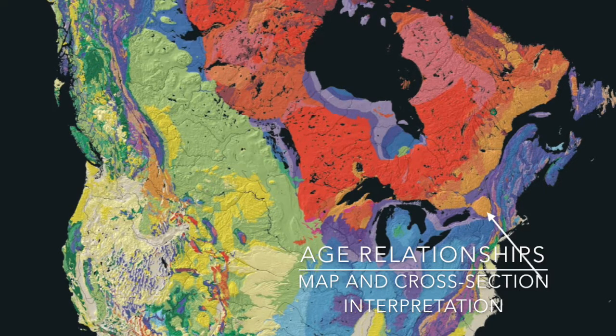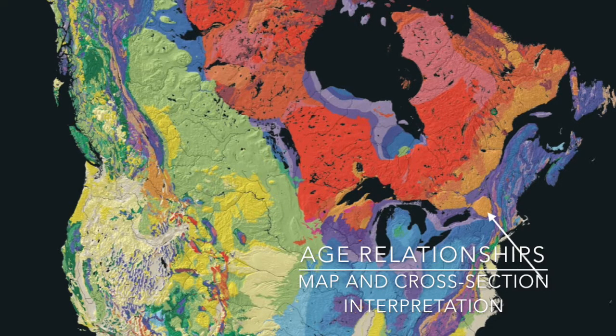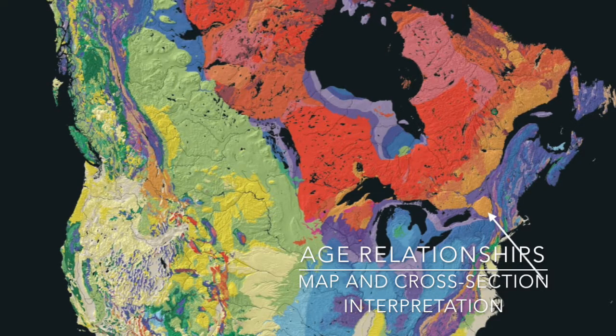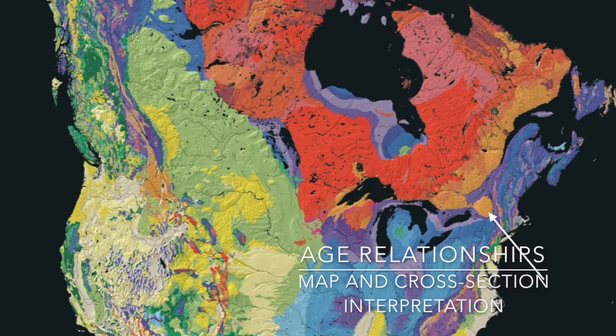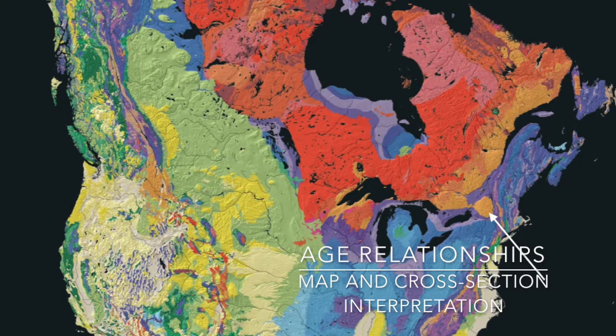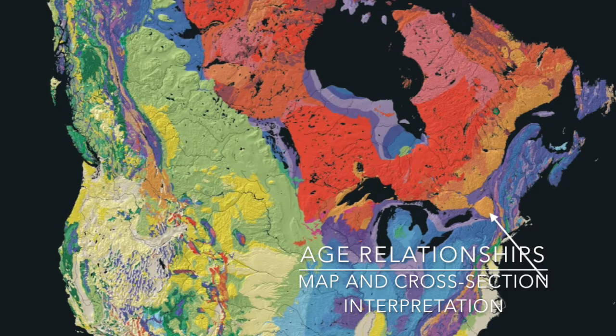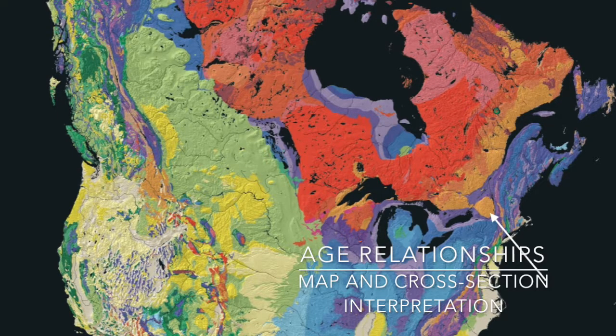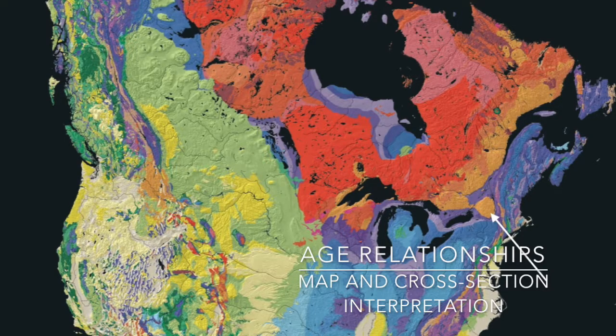Another way to look at the law of superposition is that beds become younger in the direction of dip. Conversely, if the stratigraphic succession is known, it is possible to use the dip direction to determine the direction in which the units become younger. The law of superposition applies to any layered rock sequence, such as sedimentary units or extrusive igneous rocks.